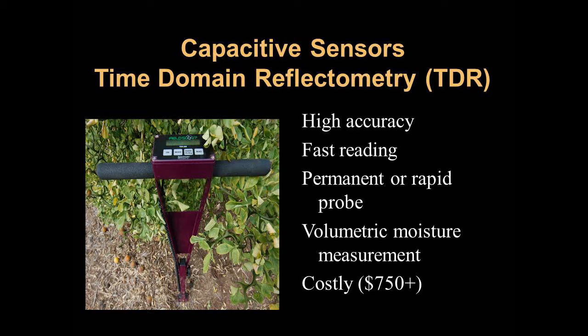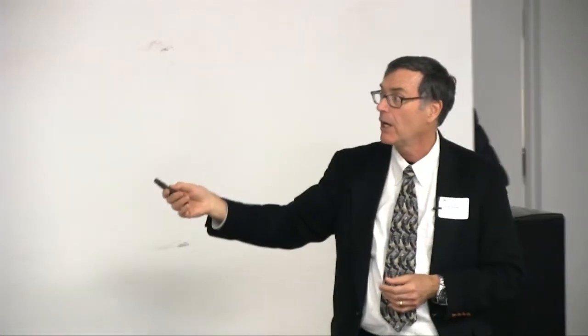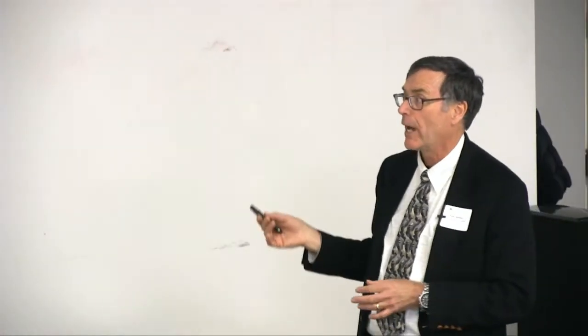Cost is pretty expensive here, $750 for this one. This meter you can move around and poke into the soil. They also have permanently installed ones. But if you need accuracy and fast reading, that's a good one. Similar to that first one that was a lot cheaper, this one's going to be a lot more accurate.